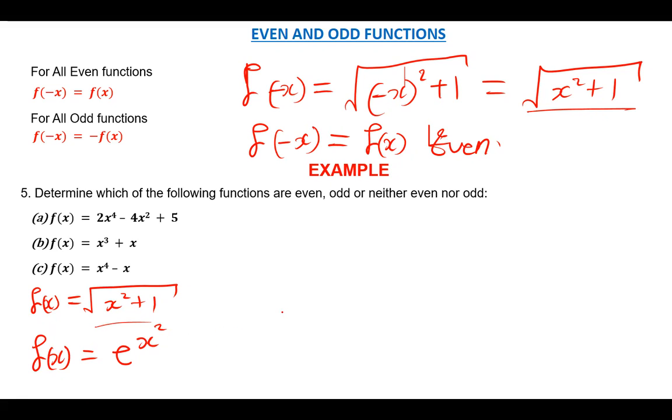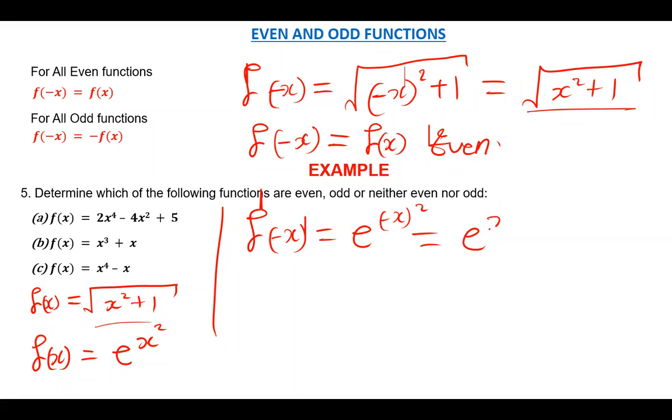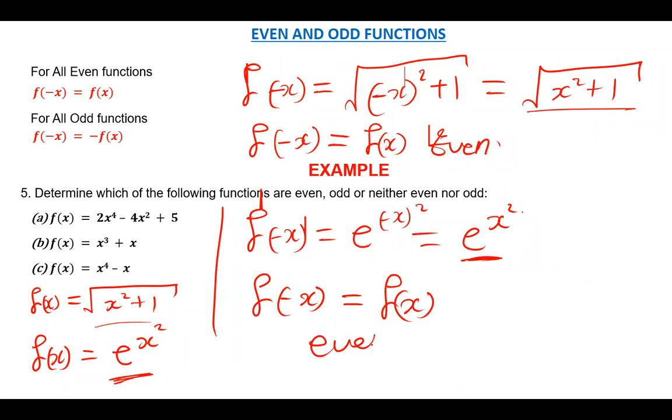And then they ask you to determine whether this is even or odd. So you can also do the same. Find f of negative x. Meaning while there's x there, I'll put negative x. Now square that. Now simplify this, this will still come back to e to the power x squared. Hence, the function is even, because when you look at this, it is just the same as f of x. So f of negative x is exactly equal to f of x. Hence, the function is even.